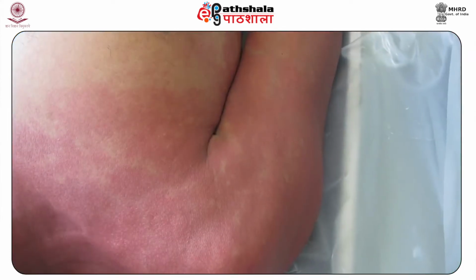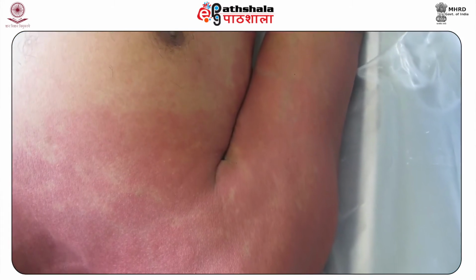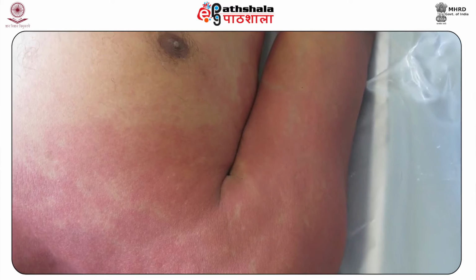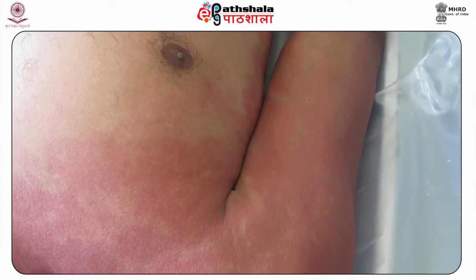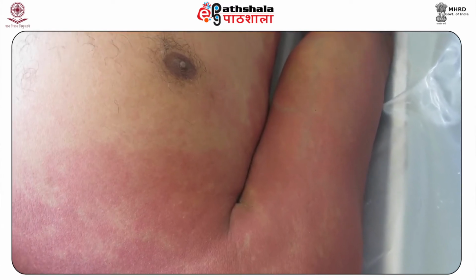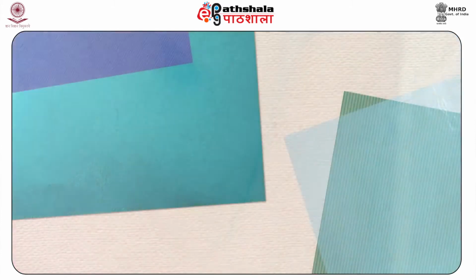In carbon monoxide poisoning, the color of the skin is cherry red due to carboxyhemoglobin. The color is characteristic of the poisoning, but its absence by no means excludes it.